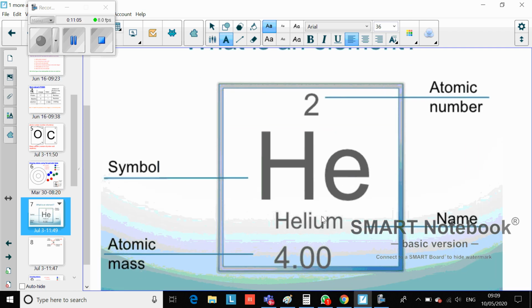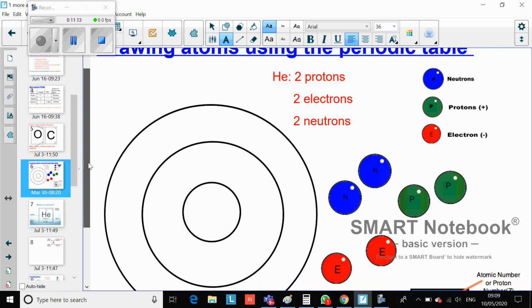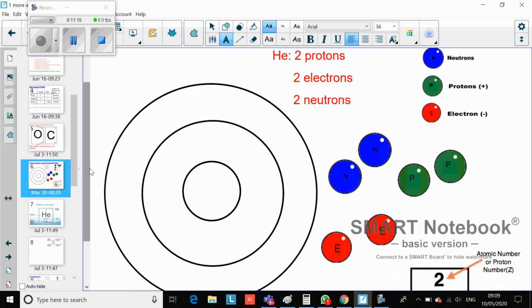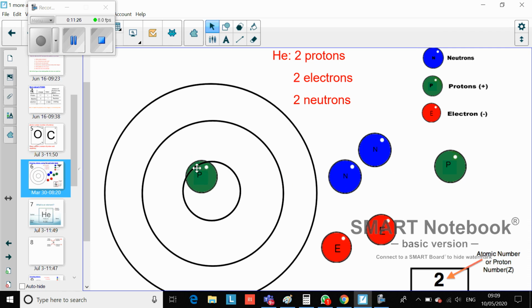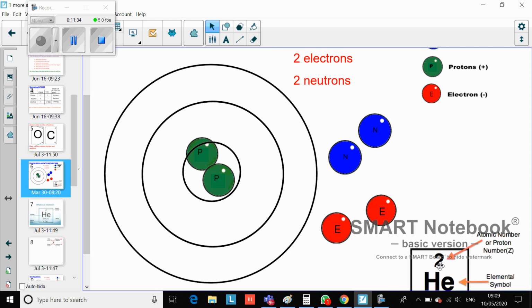So let's look at what we've got here. An atomic number of 2, an atomic mass of 4. So we're going to have to try and build this. Now, firstly, what do we need? What is the atomic number? Well, the atomic number is the number of protons. So let's put these in. Protons, 1, 2. So you can see there, I've got my atomic number 2.